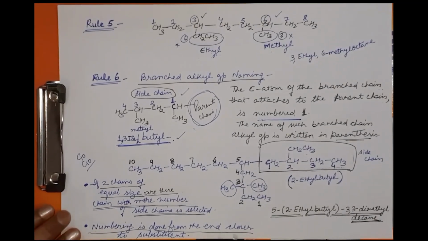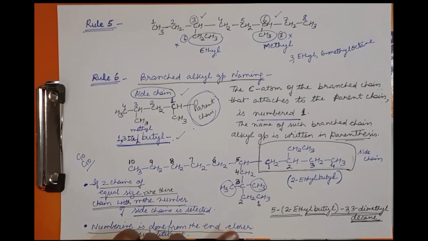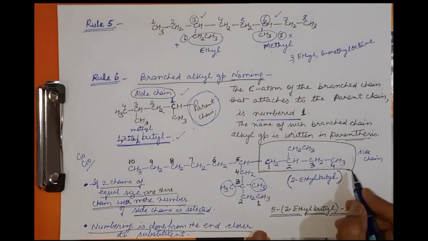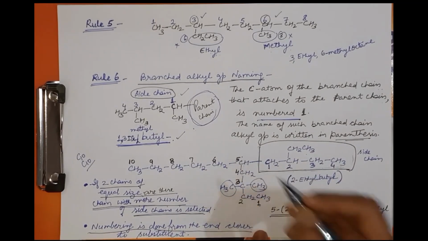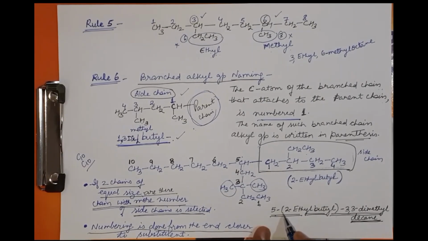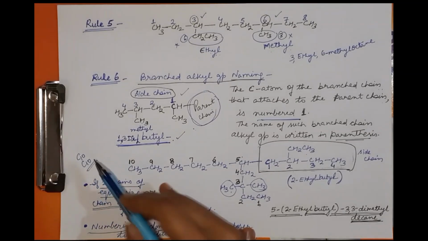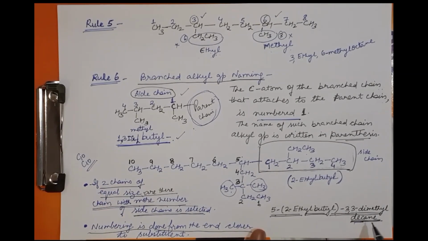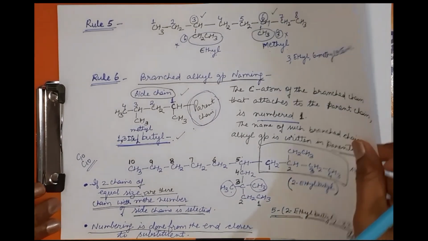So writing the name of this compound, we will specify the position of this side chain. It is the 5 number carbon atom, 5 dash in bracket 2-ethyl-butyl bracket close, this is for the side chain, and then 2 more methyl groups are there on the carbon 3, so it will be 3,3-dimethyl, and a C10 chain is there. Word root will be dec plus ane, decane. So this will be the name of this compound.